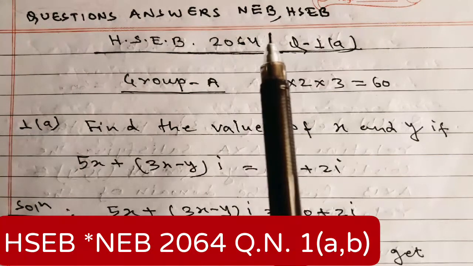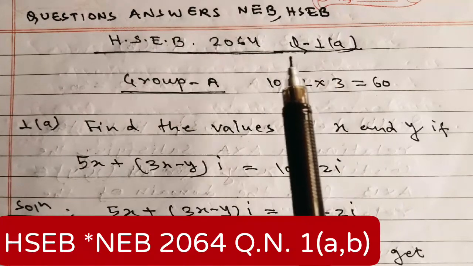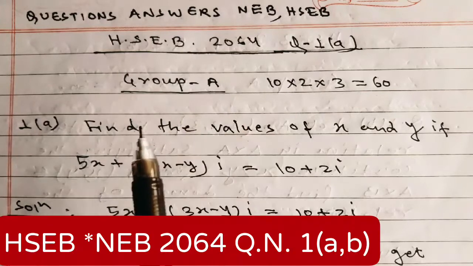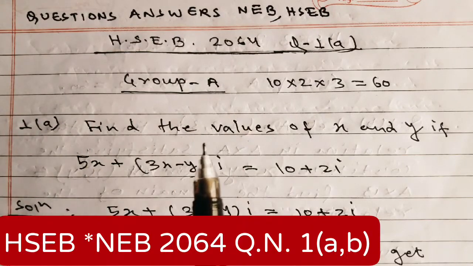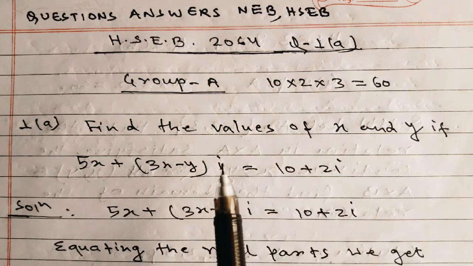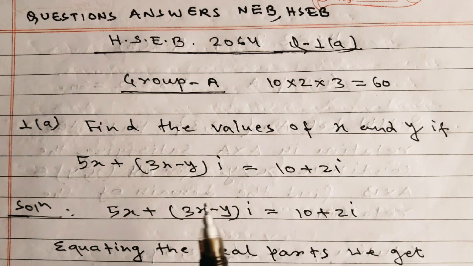Questions and answers, NEB, HSEB 2064, question number 1A, Group A. Find the values of x and y if 5x plus (3x minus y)i equals 10 plus 2i. Solution: 5x plus (3x minus y)i equals 10 plus 2i.